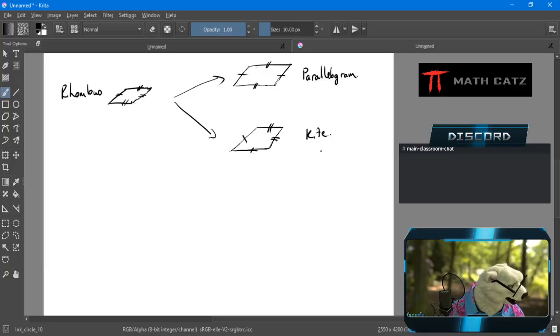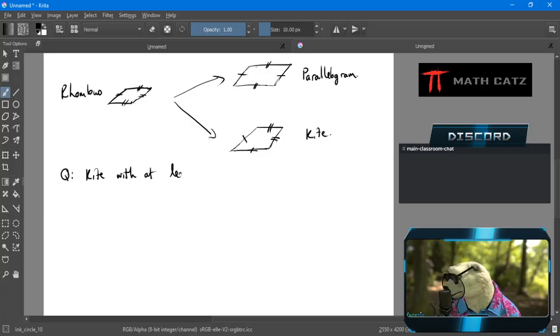A kite, so now is the question here. I think I understand the question. Can we get a kite with at least one right angle? Is that possible? It is certainly possible.